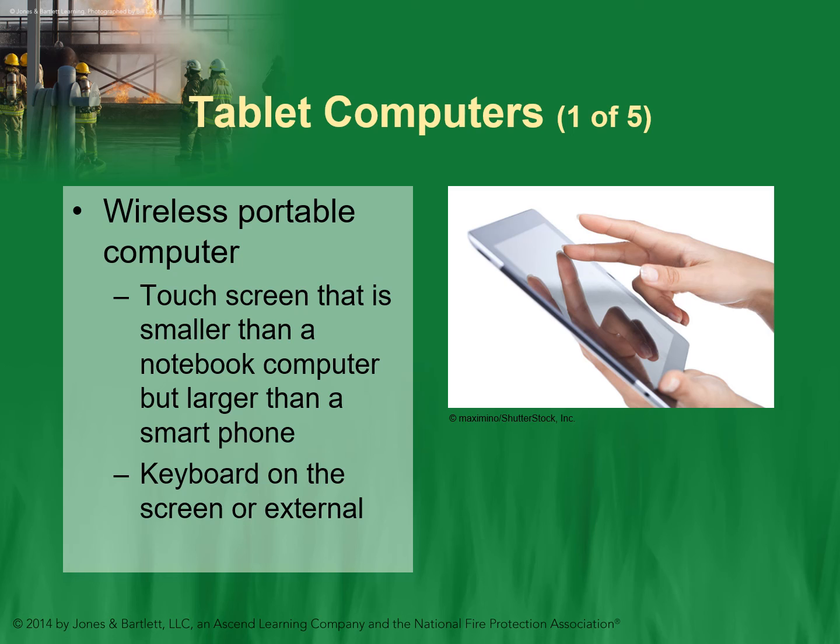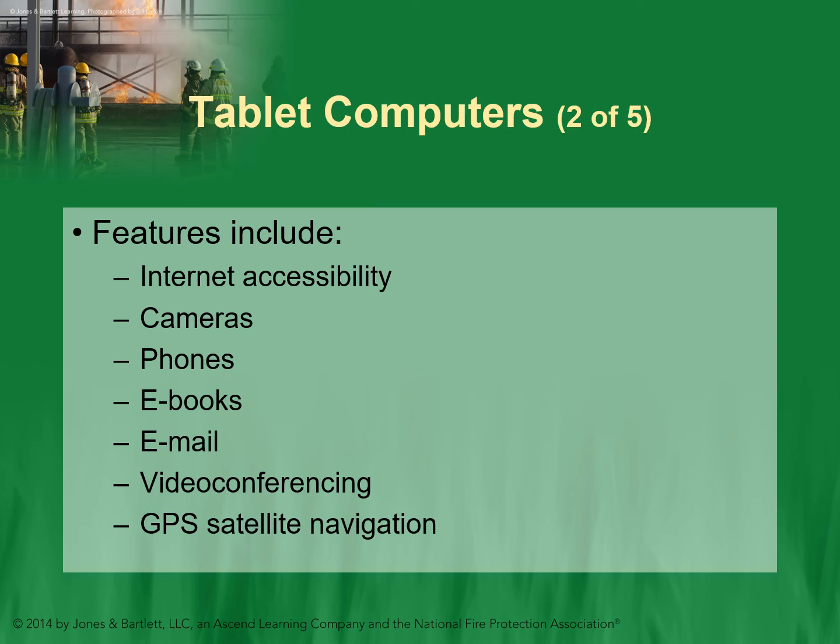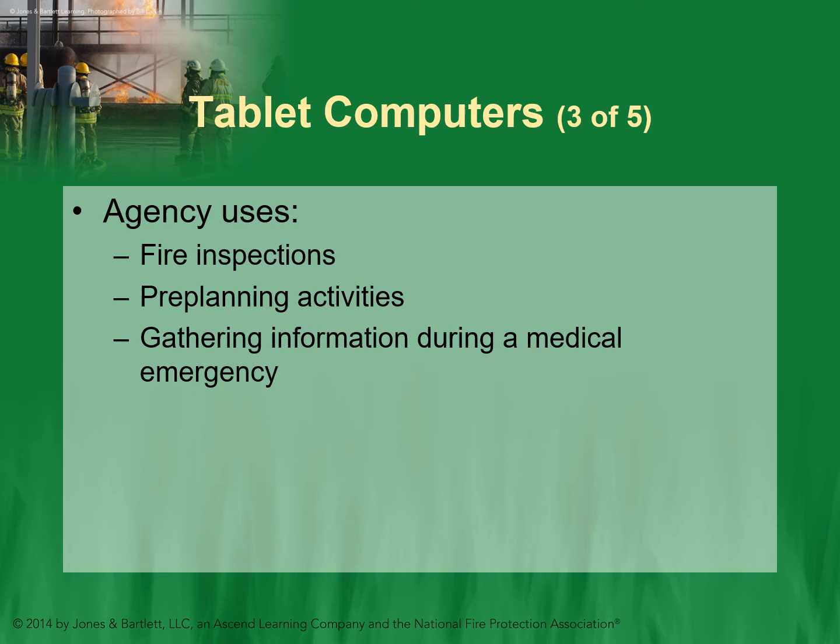Tablets and tablet computers are wireless portable computers, usually with touch screens that are smaller than notebooks but larger than a smartphone. There's a keyboard on the screen. It can have an external keyboard. iPads are one of the more popular ones. Features, they're just like small computers. They have internet capability, cameras, phones, ebooks, email. They can video conference, and are GPS enabled.